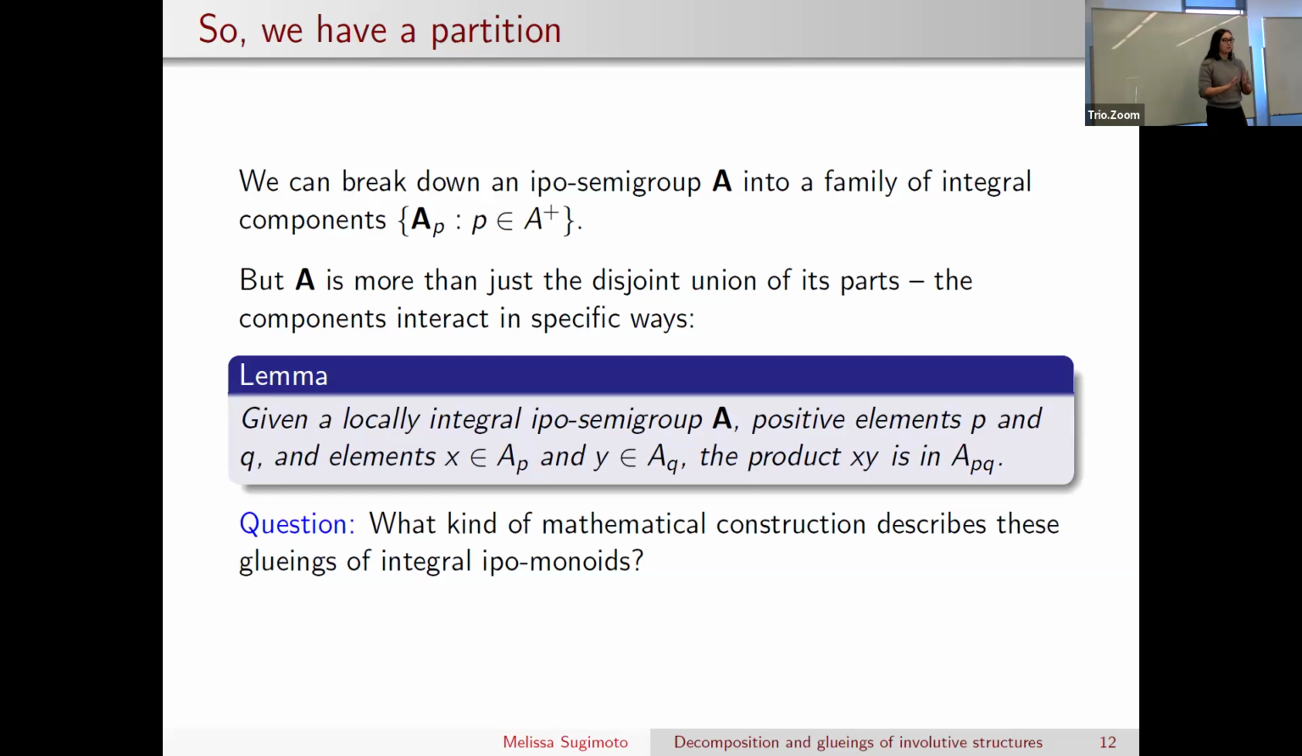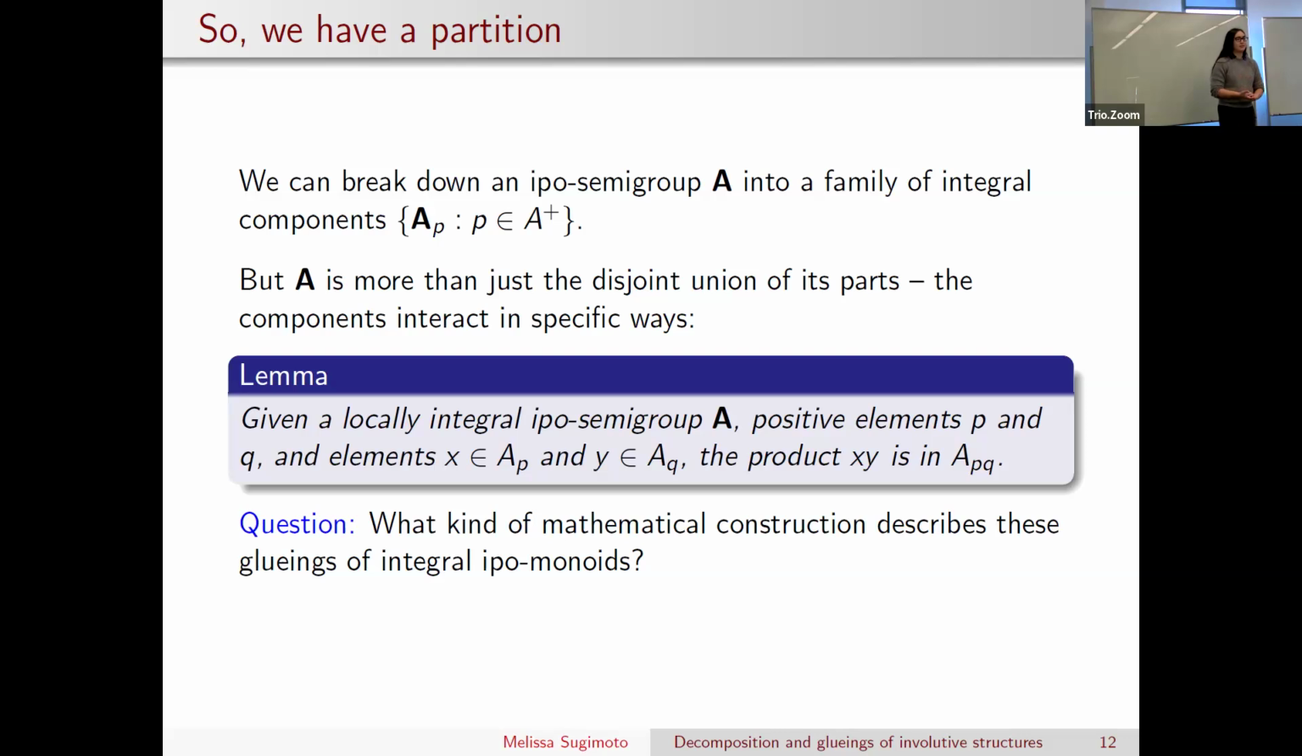But we'd want to do more than just break it down and go, hooray, we're done, because A is more than just a disjoint union of all of these things. These components interact with each other in very specific ways. As just one example, if you multiply an element x, which is in the pth component, and an element y, which is in the qth component, their product will be in the component that you get by multiplying the positive element p with the positive element q, which gives you a positive element. So if we just say disjoint union and we're done, we'll miss this sort of thing. This just will not happen.